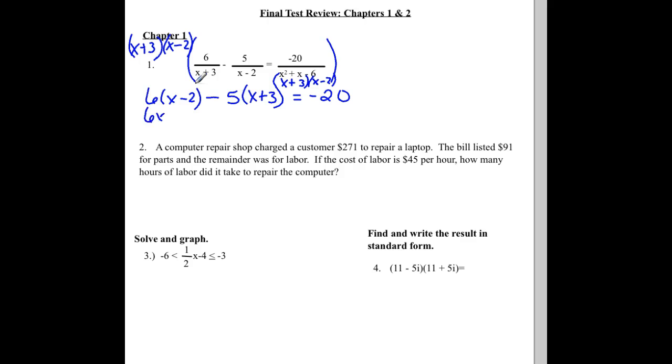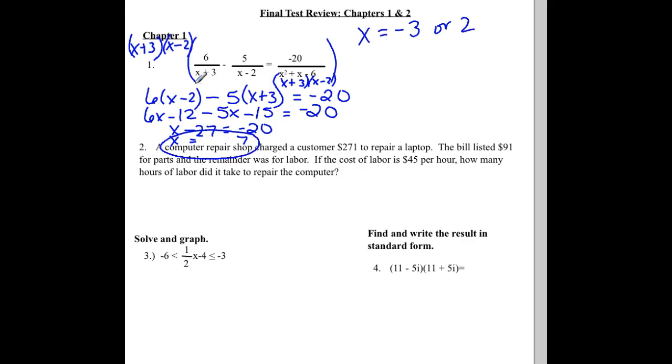So distributing, we have 6x minus 12 minus 5x minus 15 equaling negative 20. Combining like terms, we get x minus 27 equaling negative 20. And if we add the 27 over, we end up with x being 7. And then we always want to check to see if it works. So we would look at our original equation and make sure that 7 doesn't make anything undefined. And if we look in the denominators, the only restrictions that we would have had was that x could not be a negative 3 or a positive 2, because if we dumped those back in our equation, it would create zeros in the denominator. So this x equals 7 should work fine.